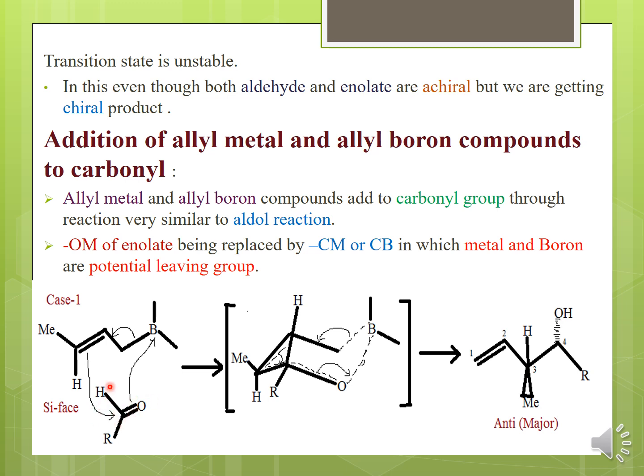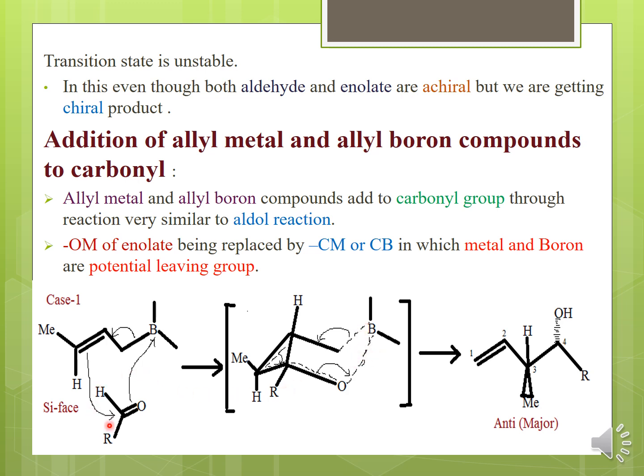So how that reaction takes place is very similar to the aldol reaction which you have studied earlier. If you have seen in the earlier slide, the oxygen-metal bond was formed in the enolate; here it has been replaced by the boron atom, that is, a carbon-boron or carbon-metal bond is formed. This will act as a potential, active leaving group. Once it forms the transition state, at that time this group gets cleaved out.